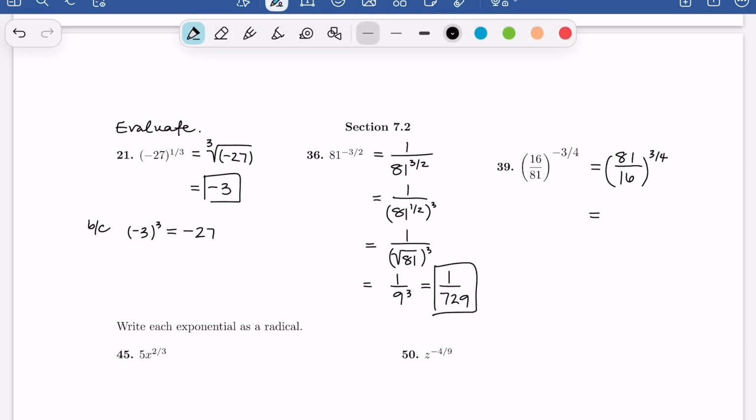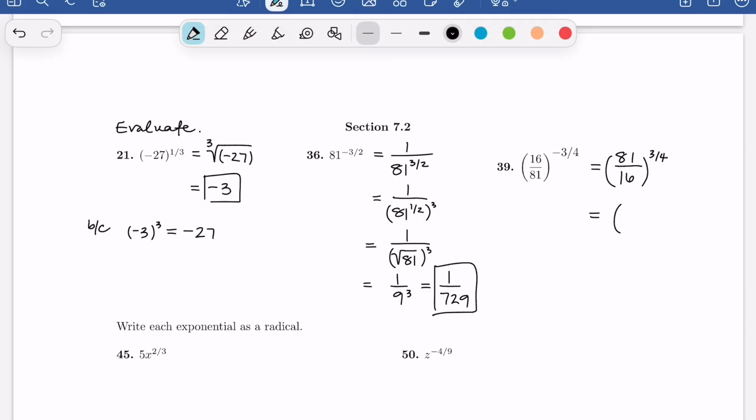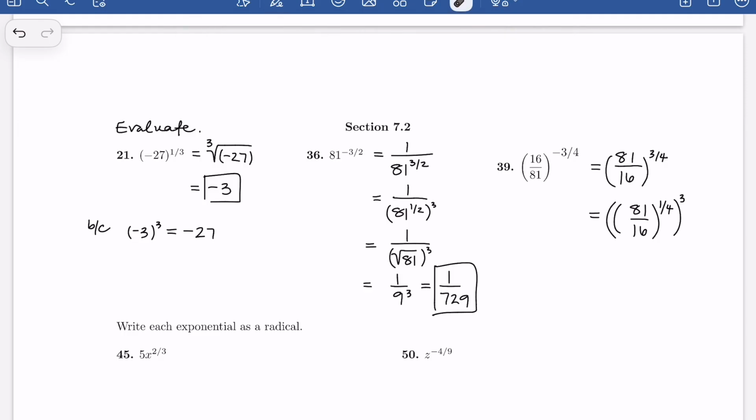81 and 16 look like they might be perfect fourths or fourth roots, so we can take the fourth root of this. So what I'm going to do is rewrite this as 81 over 16 raised to the 1/4 power, and then I'm going to cube that. Our exponent rules tell us that if we take something raised to the 1/4 power and then cube that, that's the same thing as that entire thing raised to the 3/4 power, due to one of our exponent power rules.